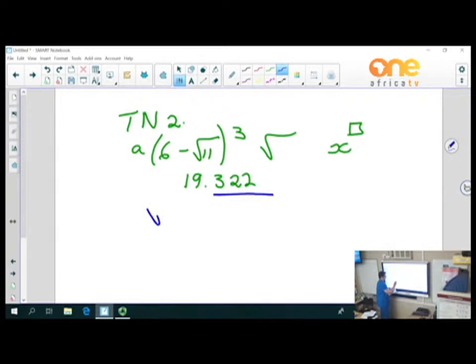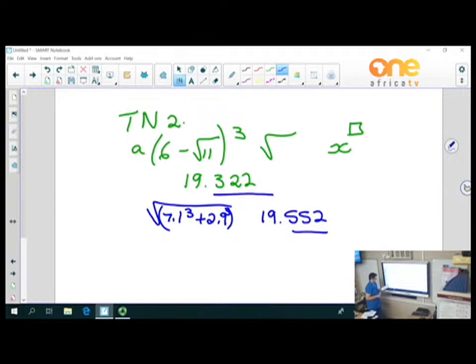The second one is easy. It is 7.1 to the power of 3 plus 2.9 to the power of 3. Extra brackets inside. That's what you need to make sure that you get the correct answer. And then it's 19.552. Again, to 3 decimal places, we have to round it off.